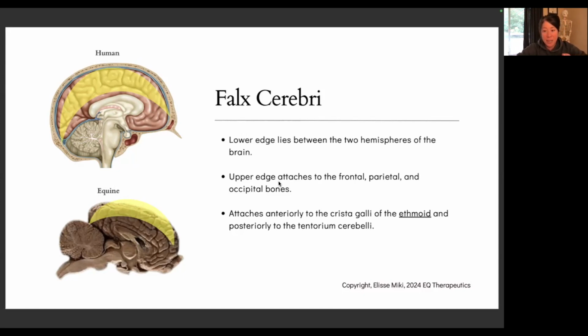The upper edge is attaching to the frontal, parietal, and occipital bones, so up here. The lower edge is going to lie between the two hemispheres of the brain, so it's actually invaginating and separating the two hemispheres of the brain. It's going to attach anteriorly, or cranially, to the crista galli, which is located on the ethmoid bone here and here.